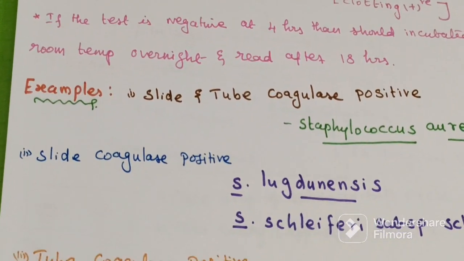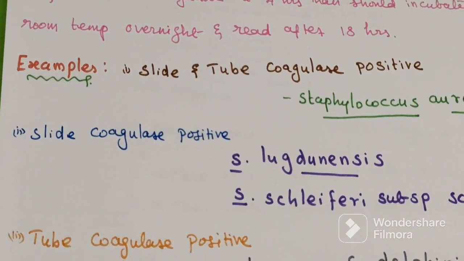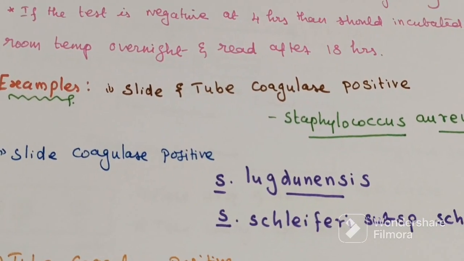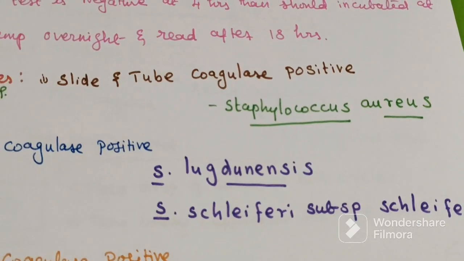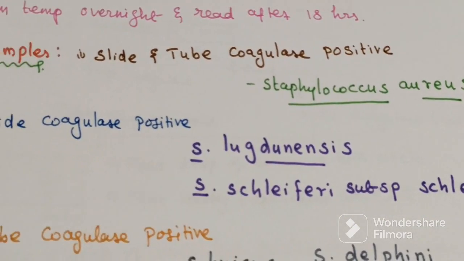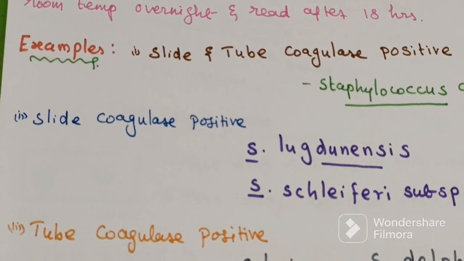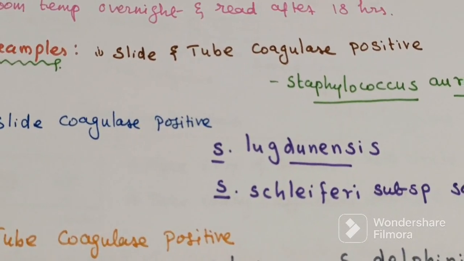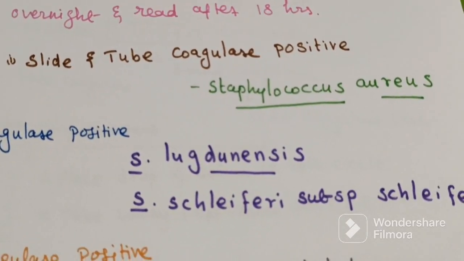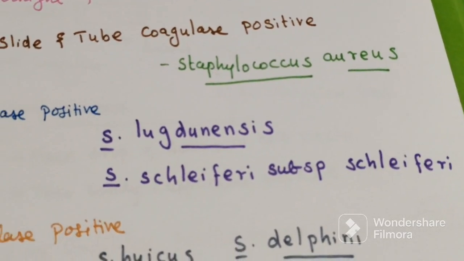Now, examples of the coagulase test. First, organisms that are both slide and tube coagulase positive: Staphylococcus aureus. Then slide coagulase positive: Staphylococcus lugdunensis, then Staphylococcus schleiferi subspecies schleiferi.